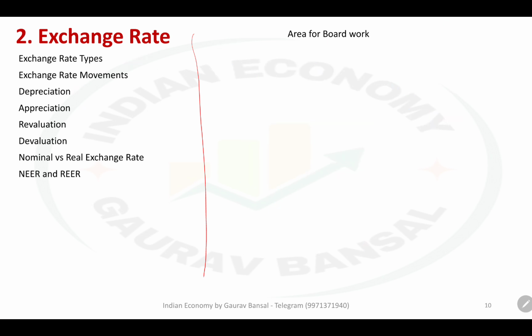Next, we have nominal versus real exchange rate. Now, for all practical purposes, what we use is nominal exchange rate.